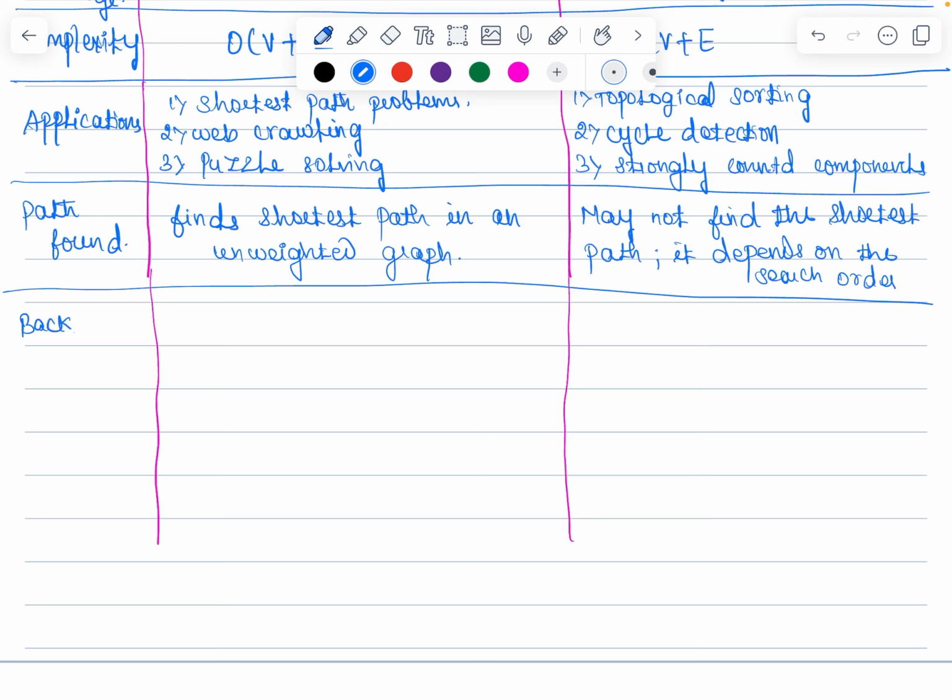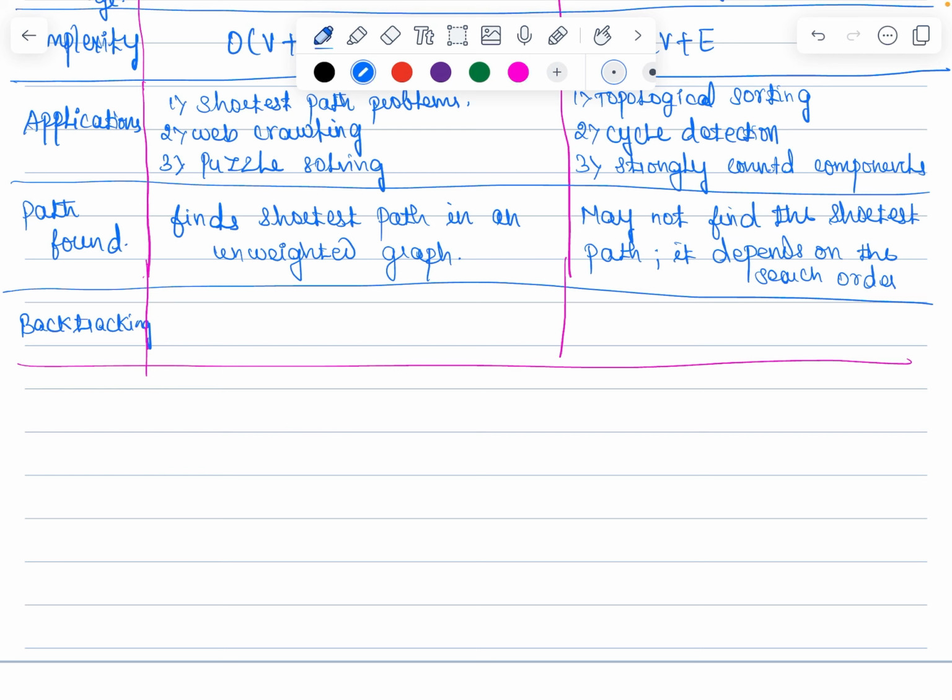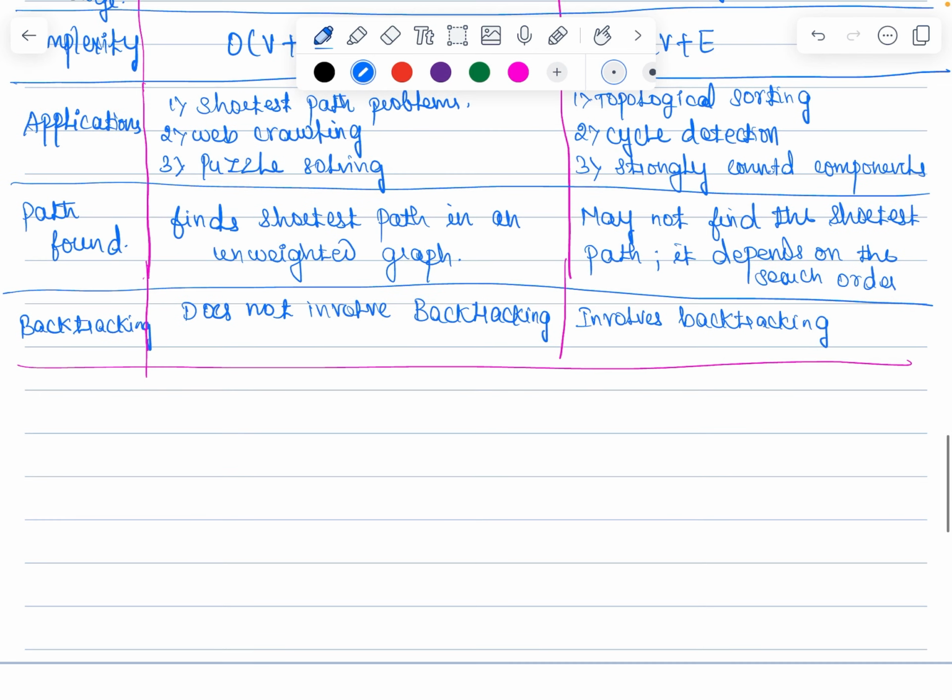And the next difference is backtracking. BFS does not involve backtracking, as it explores all possible paths level by level. Whereas DFS involves backtracking, because if a node cannot be explored further, we perform backtracking to the previous node, to the previous level vertex, as it explores deeply along one branch before exploring other branches.